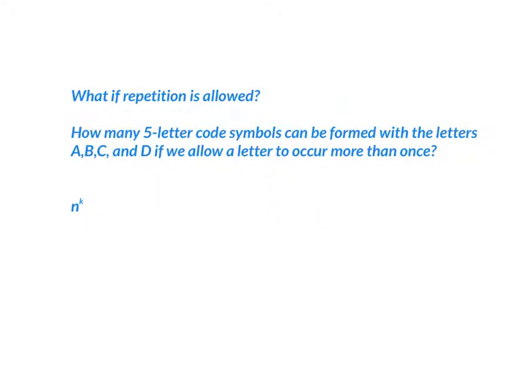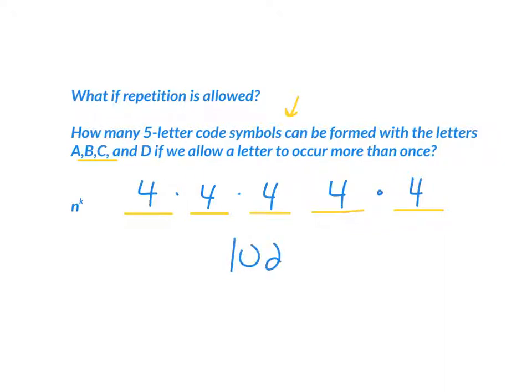All right, what if you can repeat? Look at this one. How many 5-letter code symbols can be formed with letters A, B, C, D if we allow a letter to occur more than once? We actually did this a minute ago. 5-letter codes, 1, 2, 3, 4, 5. We're only using 4 different letters though, but if you can repeat the letters, you have 4 choices here, 4 choices here, 4 choices here, 4 choices here, 4 choices there. So you can just multiply those together and you get 1,024.